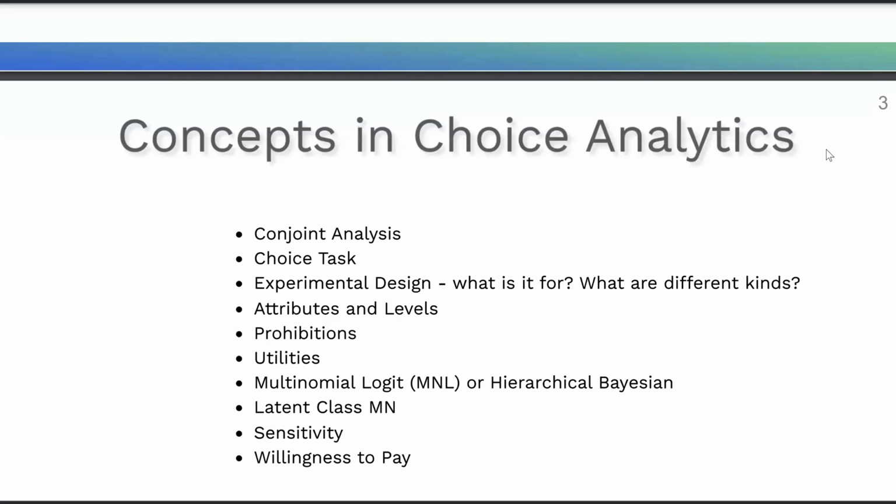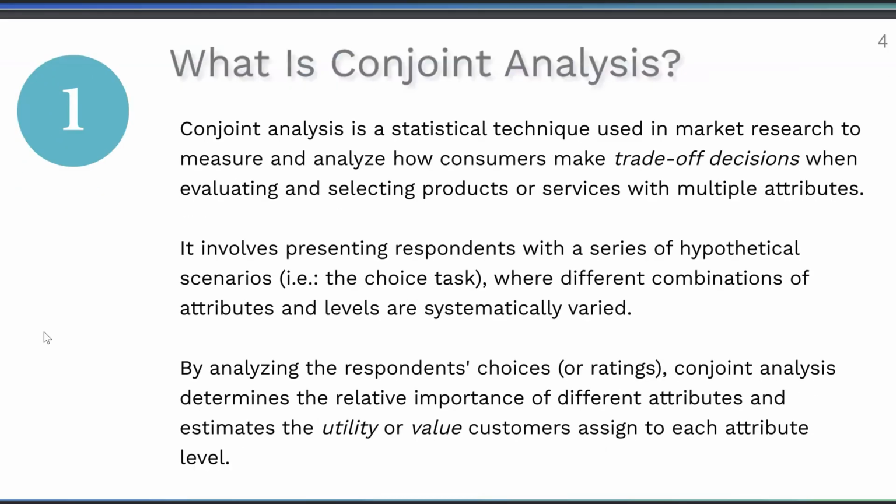I don't necessarily want to scare you guys away with these fancy names, but it's a really good thing to know what they are. We'll mention latent class briefly. Latent class MNL, and what that's used for, and concepts such as sensitivity, willingness to pay. So hopefully you'll learn quite a bit in this session, and I really hope that you'll feel a lot more confident after the session is over. So let's level set, and what really is conjoint analysis?